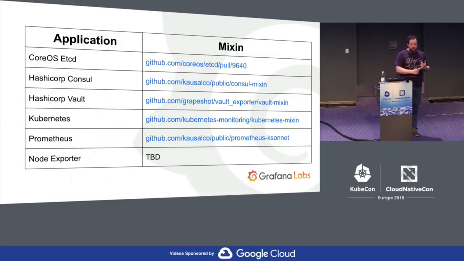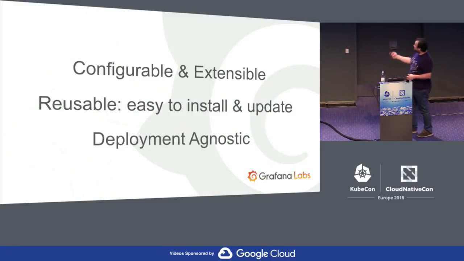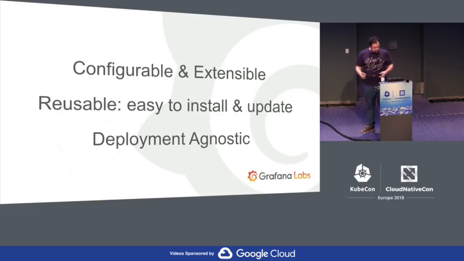Working on a Node Exporter one, so this is effectively going to take a whole bunch of the alerts that we've defined in the Kubernetes one, but that are more generic and would apply to pretty much any Linux machine. And we're going to hopefully include that in the Node Exporter. Internally, I'm working on ones for Cassandra, ones for MySQL, and you name it, basically, any system. So monitoring mixins: configurable and extensible, reusable, hopefully easy to install, deployment agnostic.